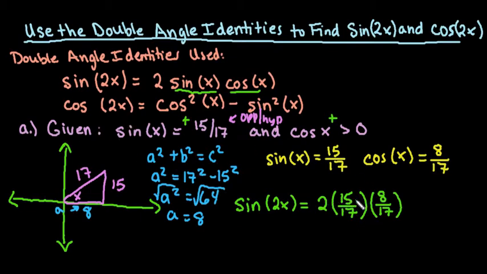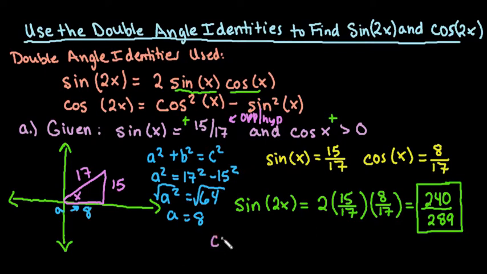2 times 15 is 30. 30 times 8 gives me 240. And 17 squared ends up giving me 289. Okay, so that is our first value, and now let's find our second one.